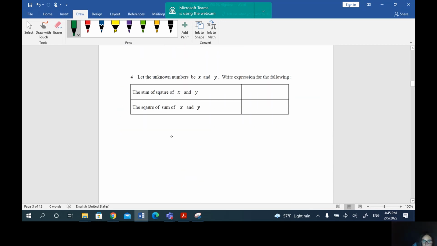The sum of the square of x means x squared. The sum means the addition of x squared and y. The square of the sum of x plus y.